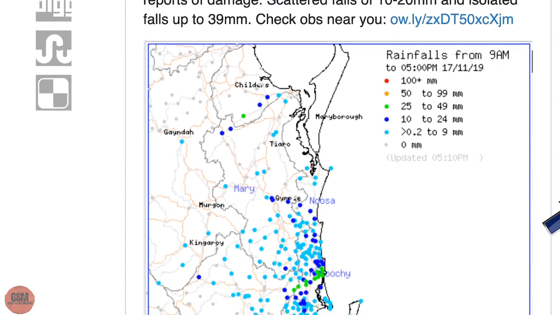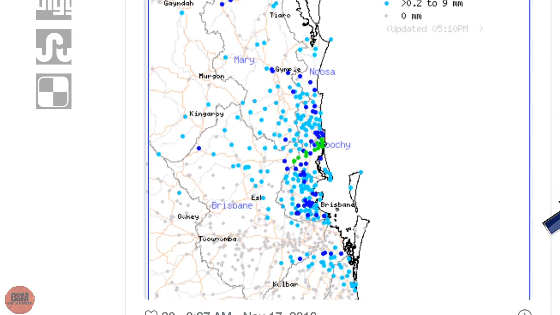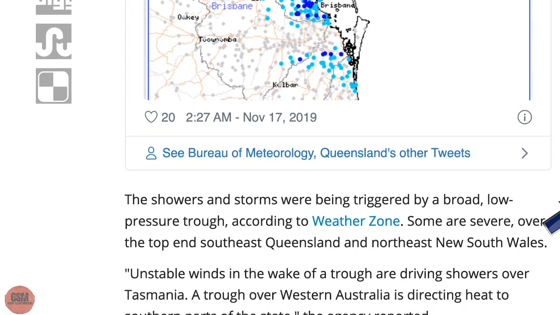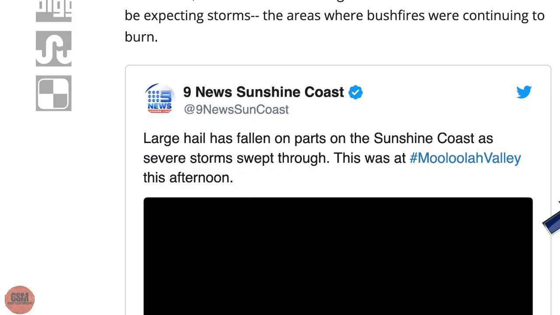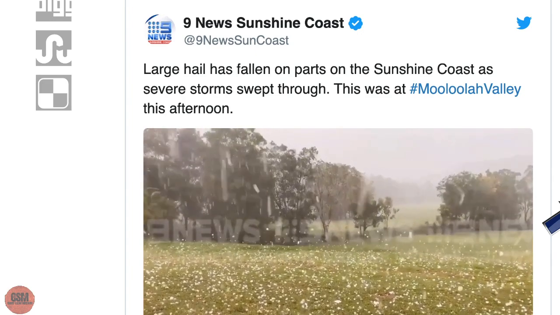Just looking at areas that had hail damage. I know there's a lot of insurance people right now who are probably super busy. Look at this. Let's check this out real quick. This should be safe to play. Look at that. Wow.